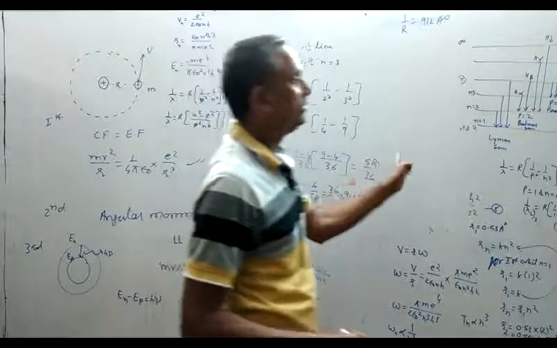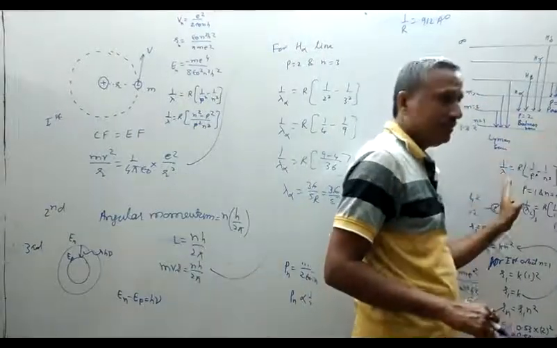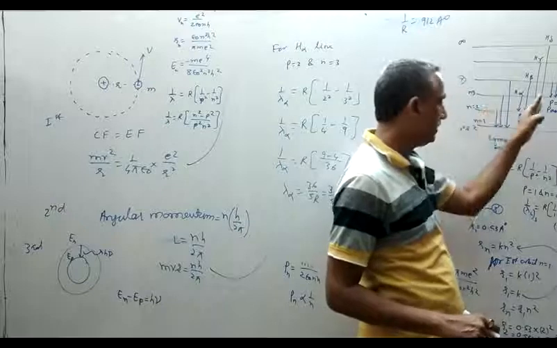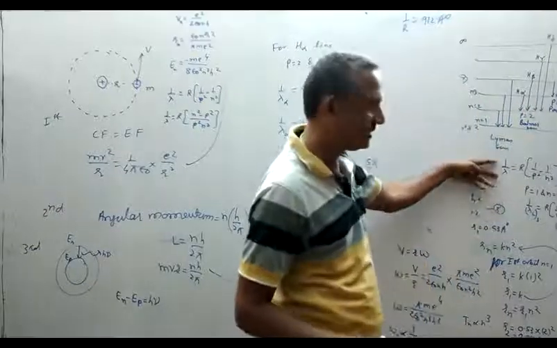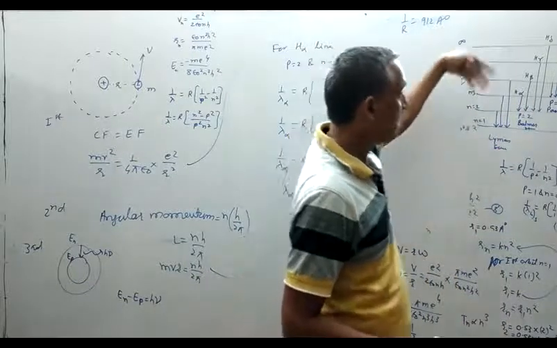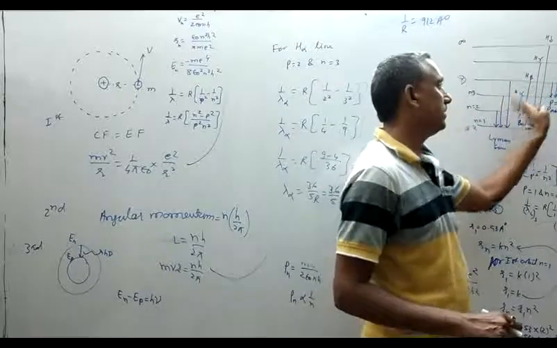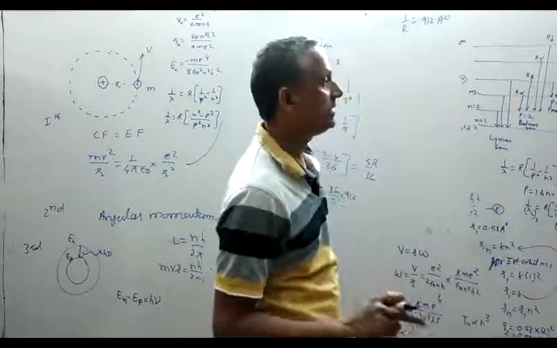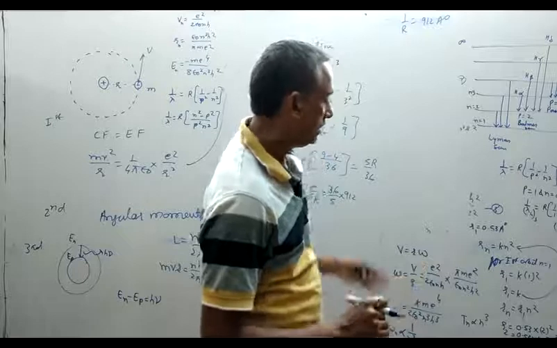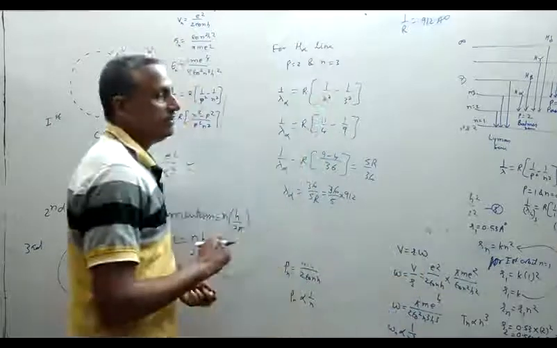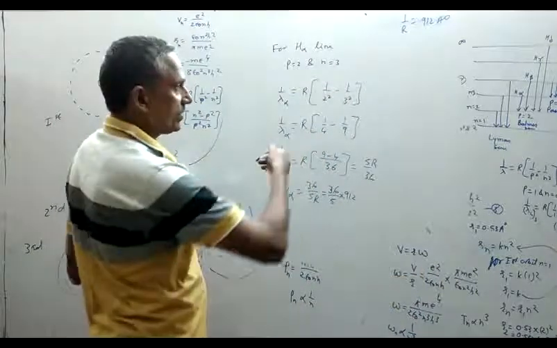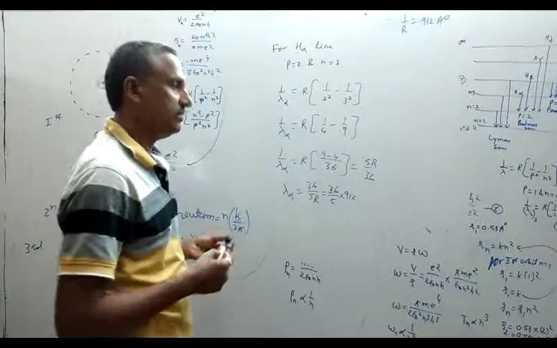If we know the value of the different energy levels, the values of P and N, and substitute them in this formula, then we can calculate the wavelength of any transition line. So this is about the wavelength of a different energy level.